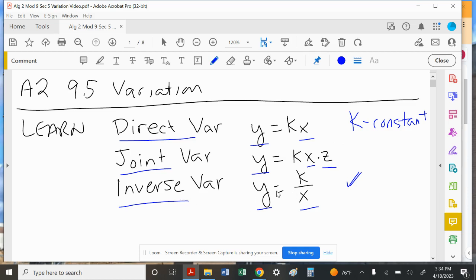Inverse variation just says that we have this type of relationship. Our constant is always on top in the numerator on all three of these. But in this case, you'll notice our variable is in the denominator. And so as x increases, this fraction is getting smaller, which means that y is decreasing. So when we say inverse variation, that means as x goes up, y goes down. As x goes down, y goes up.